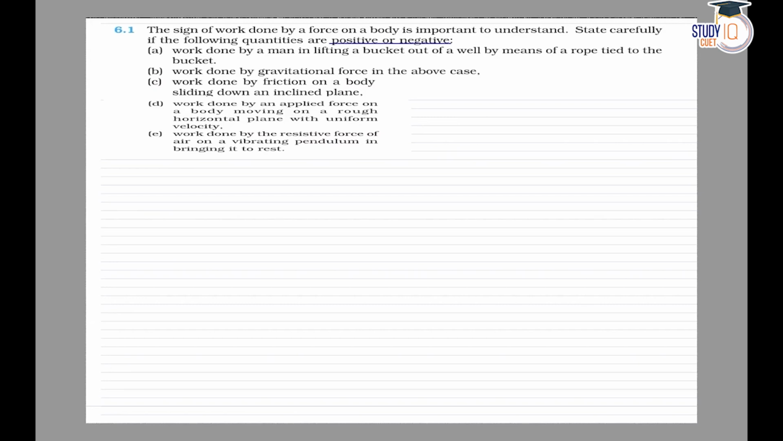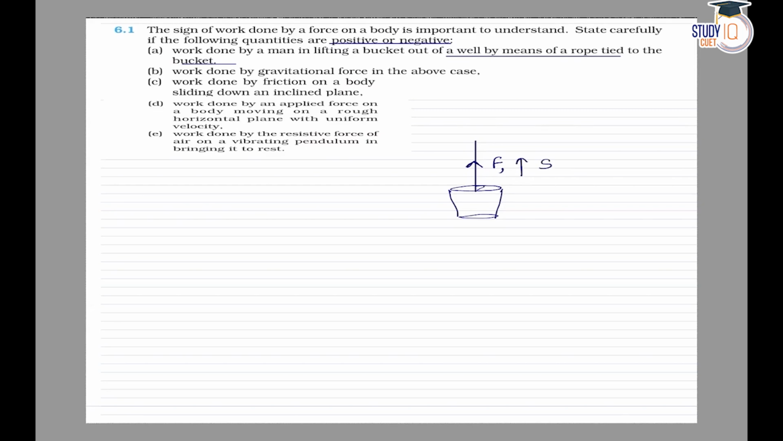Moving to first part, work done by a man in lifting a bucket out of a well by means of a rope tied to the bucket. So a man is pulling a bucket from a well, and we have to find the sign of work done by the man on this. Clearly, if the man wants to pull this bucket, the force would be applied in upward direction. Let's say the force is F. The force is in upward direction and he is pulling the bucket. It means the displacement of the bucket will also be in upward direction.